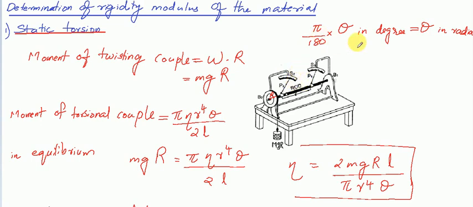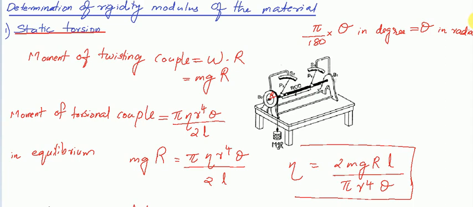From degrees we can convert that into radian by the equation pi over 180 times theta, the angle in degrees, equal to pi in radians. Substituting that value, we can find the value of modulus of rigidity using the equation eta equal to 2 mgRL by pi r to the power 4 theta. Capital R is the radius of the larger wheel and small r is the radius of the rod. This is the first experiment to find modulus of rigidity.